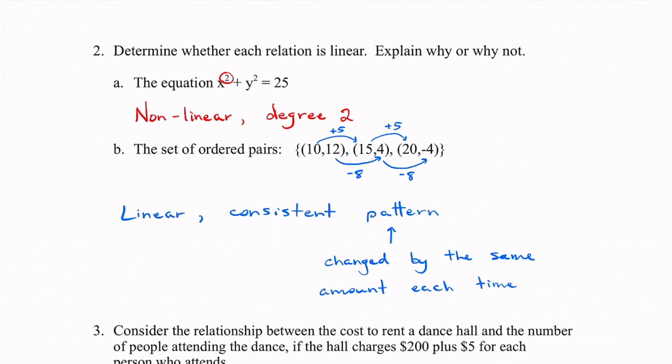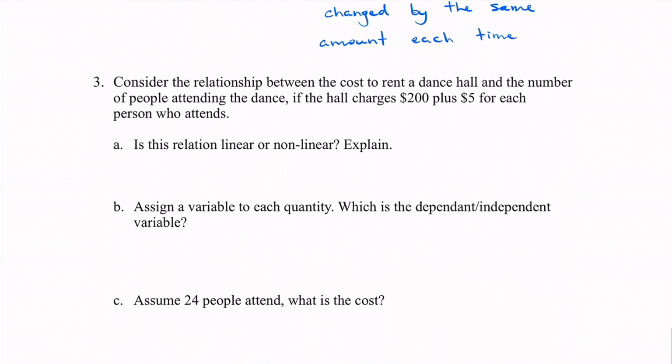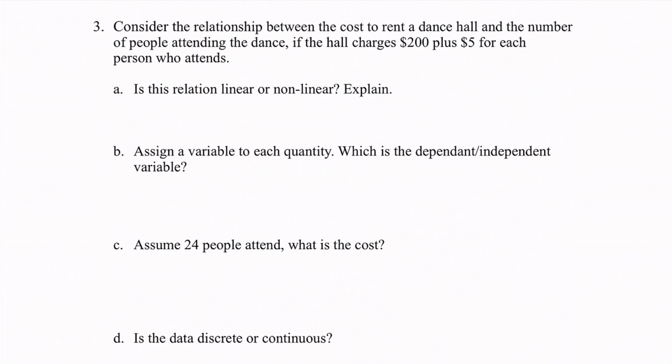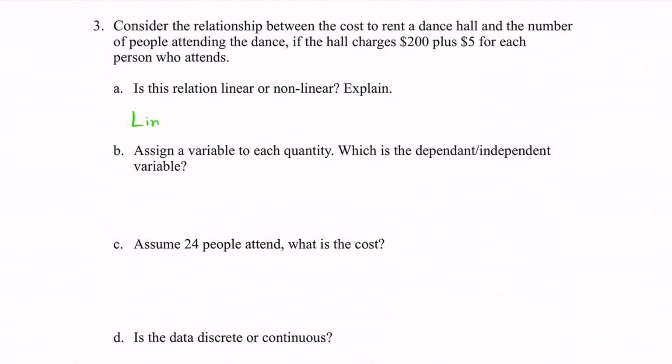So number 2 is finished. We've got our very last question here, number 3. It says, consider the relationship between the cost to rent a dance hall and the number of people attending the dance, if the hall charges $200 plus $5 for each person who attends. So part A, is this relation linear or non-linear? If you want to try to go through this one on your own, you can, and then I will go through it. In this case it is linear, because the price is going to start at $200 just for the hall, but then for every person after that, it's just going to be $5, $5, $5. So that is being consistent, it's not changing.